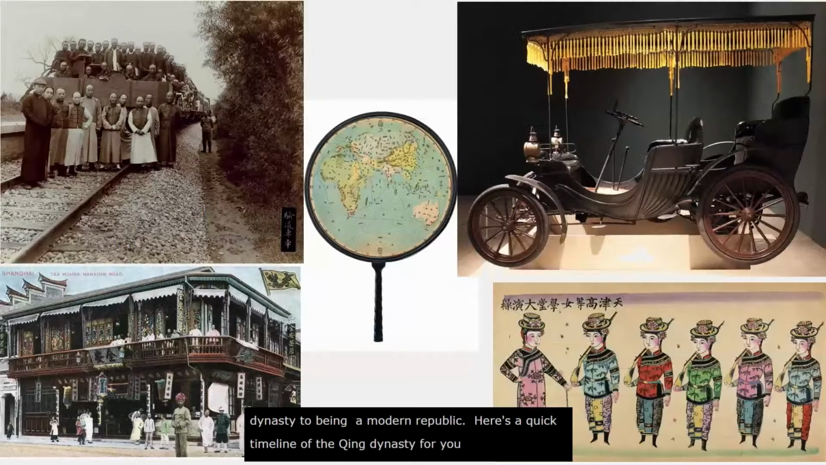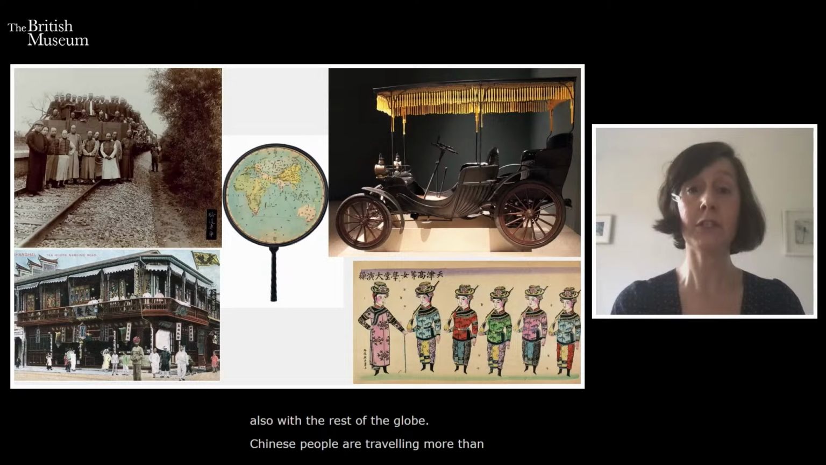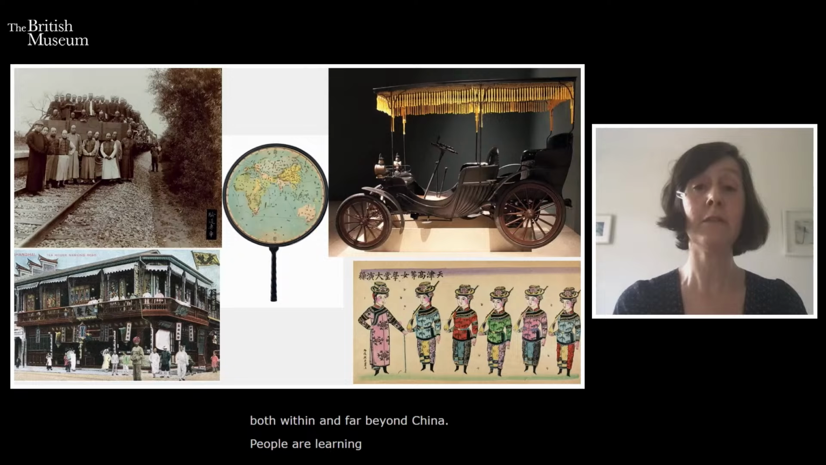The technologies that are modernizing and transforming countries like Victorian Britain reach China too in the Qing Empire's 19th century. Railways, steamships, photography, electricity. Modern newspapers begin in China, bringing remote parts of China in instant contact not only with each other, but also with the rest of the globe. Chinese people are traveling more than ever before, both within and far beyond China. People are learning about and using things designed, invented, made all over the world, so medicines, vehicles, clothes, and food.